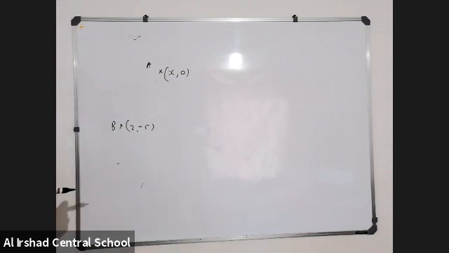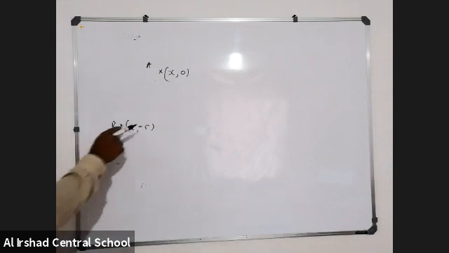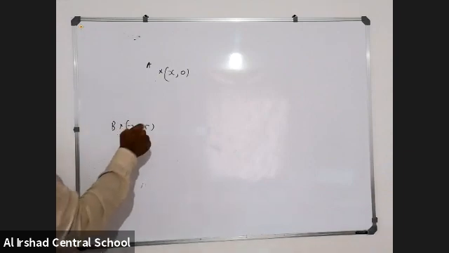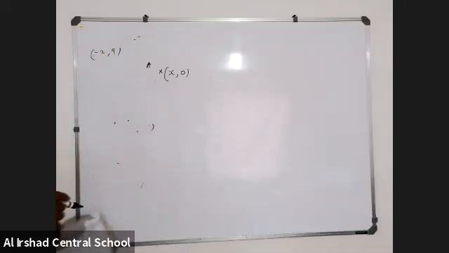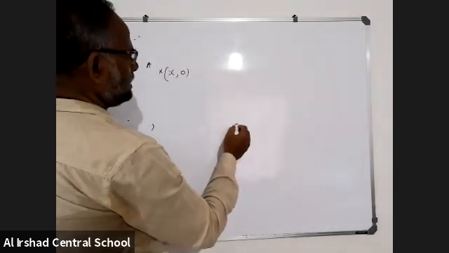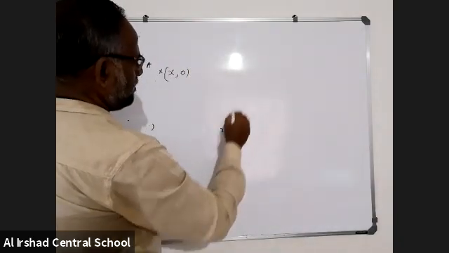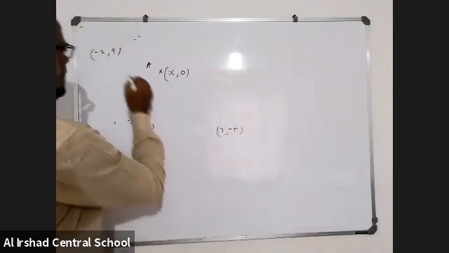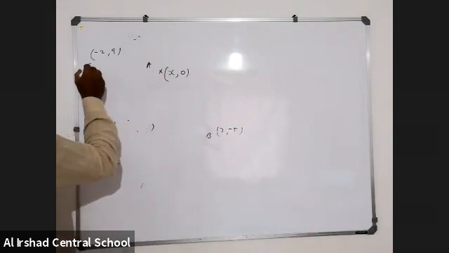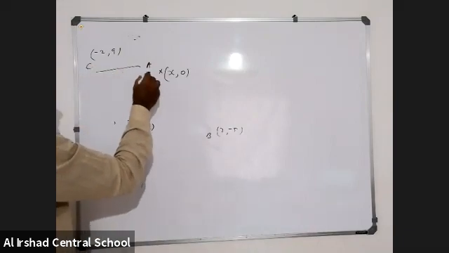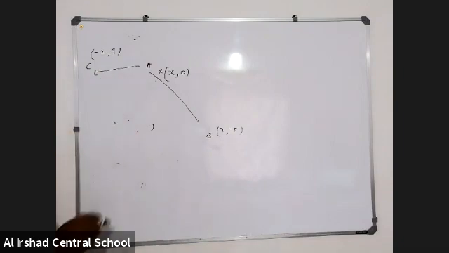This is 2, minus 5 and this is minus 2, 9. I am only doing a rough figure. The distance I am taking here: suppose minus 2, 9, then 2, minus 5 here. Suppose the points are B, C and the point on the x-axis is A. So AC must be equal to AB. That is the condition.